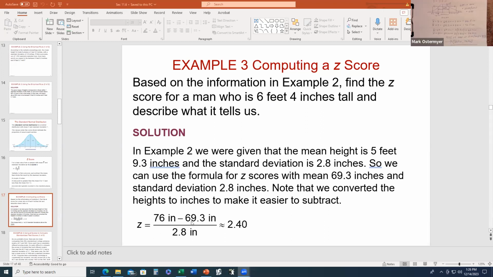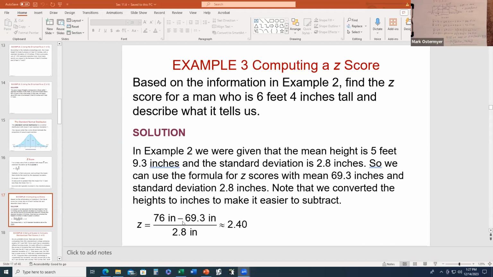Okay. Remember, the mean of our data set of the heights of all men was 69.3 inches, and the standard deviation was 2.8 inches. So what would be the Z-score of a man that has a height of 76 inches? Let's find out. Let's use the formula. Our Z-score would be 76 inches minus 69.3 inches divided by the standard deviation of 2.8 inches. That would be 2.40. What is that saying now? Well, what that's saying is that a man that has a height of 76 inches, his height would be 2.4 standard deviations above the mean height of all men.